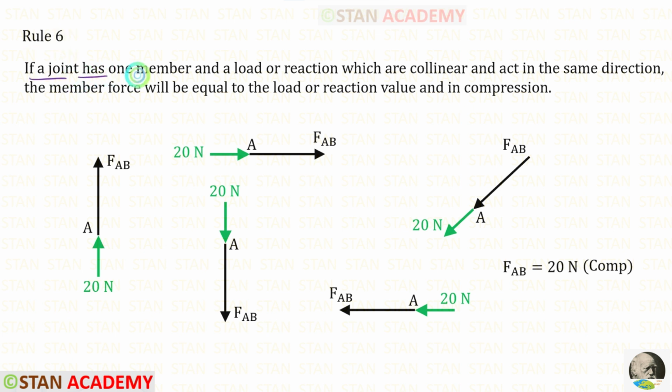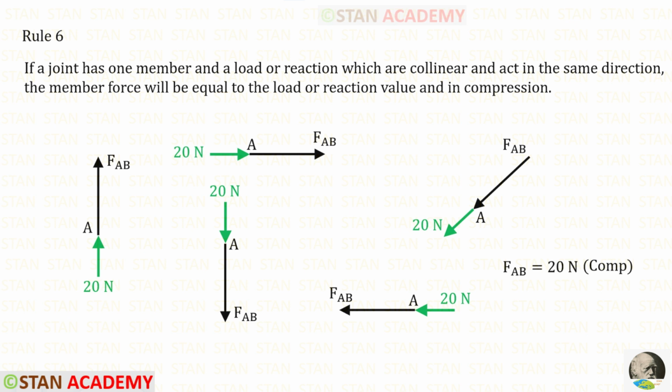If a joint has one member and a load or reaction which are collinear and act in the same direction, the member force will be equal to the load or reaction value and it will be in compression. You can see that in the joint A, there is a member and a load. The load and the member force are acting in the same direction.